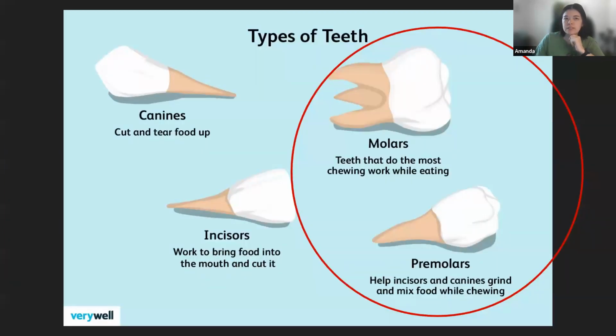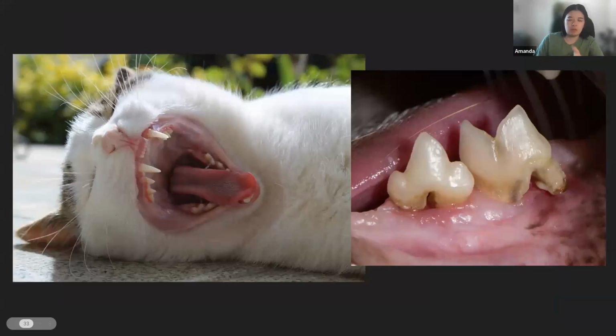And then finally, there's our cheek teeth. So we have premolars and molars. These teeth do the chewing and grinding work, as well as mixing. And they vary a lot. Cheek teeth are really where we can see what an animal's dietary preference is.